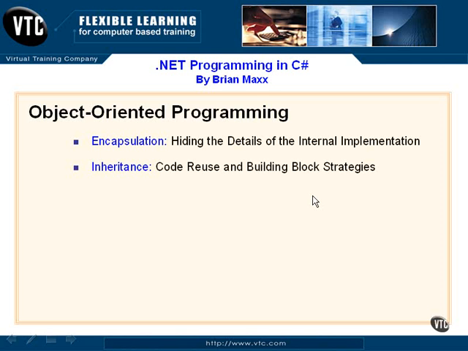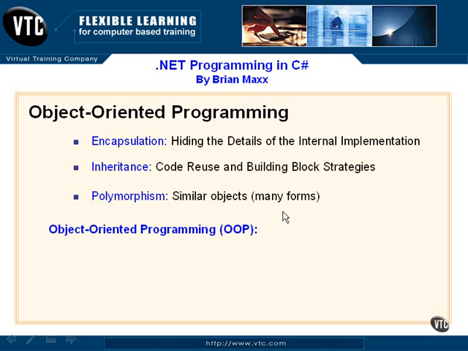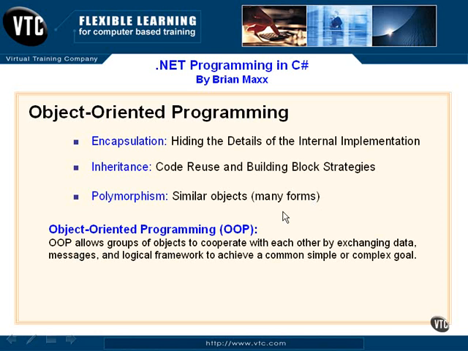Inheritance is code reuse, in talking about the building block strategies. Polymorphism is similar objects that can be of many forms. So these are the high levels, and this makes up object-oriented programming, OOP. Well, what exactly is OOP? OOP allows groups of objects to cooperate with each other by exchanging data, messages, and a logical framework. And this is going to achieve a common, simple, or complex goal. That's the high level of what it is.